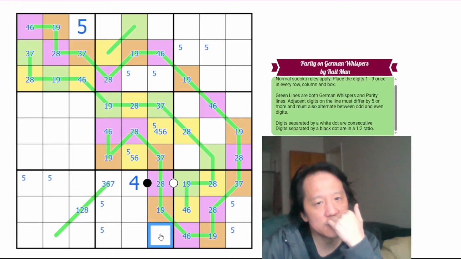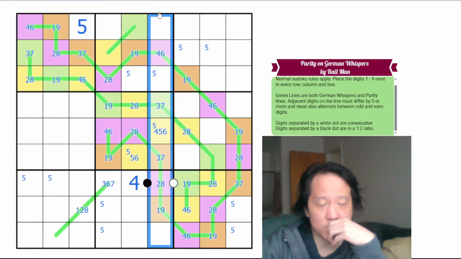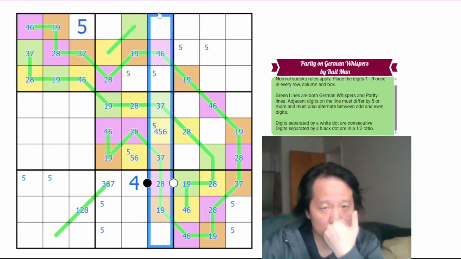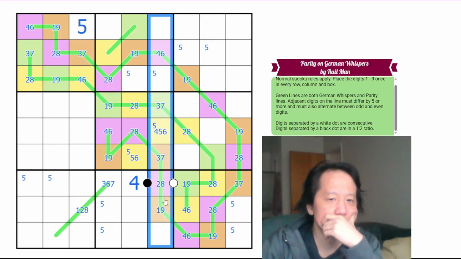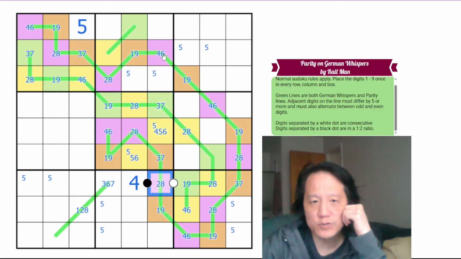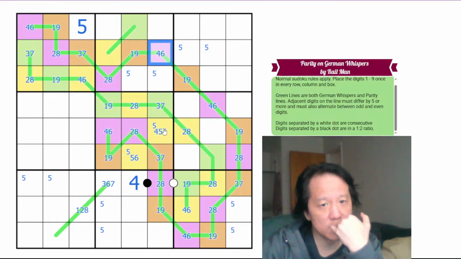Okay. There are no more oranges in column 6, because we have 2 oranges. There's no more pinks either. So this has to be green or yellow here. This is green or yellow also.